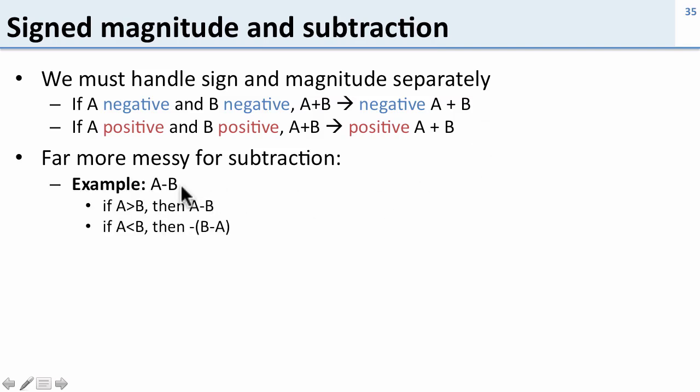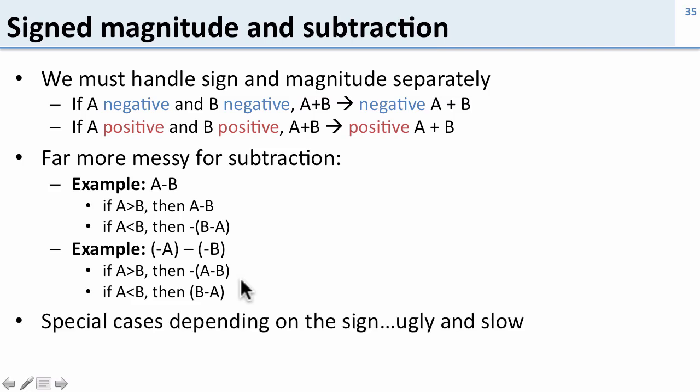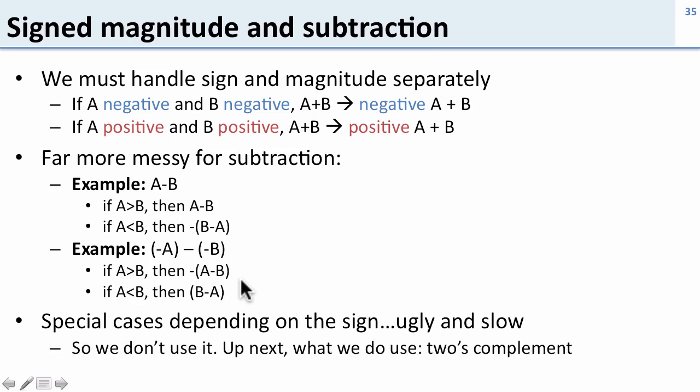And it's a lot more messy for subtraction. So if we're going to do A minus B, well, if A is greater than B, then it's just A minus B. But if A is less than B, then the result is negative B minus A. So now we have to do something different depending on whether A is greater than B or less than B. So this gets really messy. And you can look at other examples which are similarly messy. So what you have for signed magnitude is you have all these special cases depending on the sign. This is ugly and it's slow, and so we don't use it.